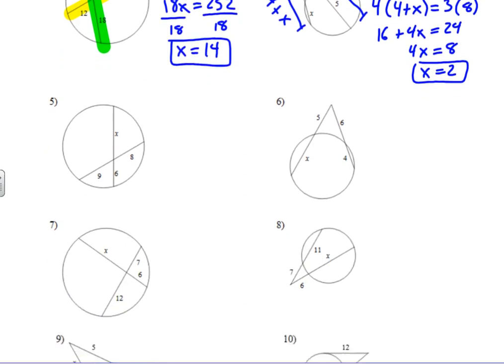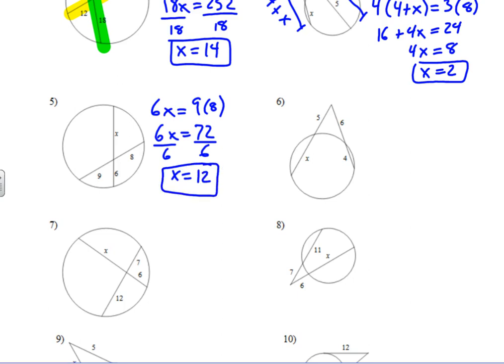Okay. So a few more, just getting practice. All right, what do we got going on? Chords. So 6x equals 9 times 8. Hopefully we're finding a little bit of this rhythm here. So 6x equals 72. We divide by 6. 72 divided by 6 is 12.